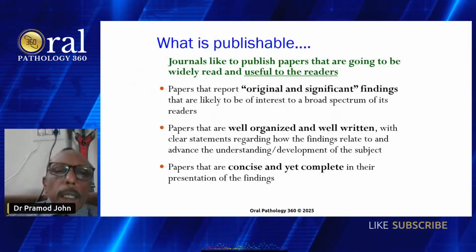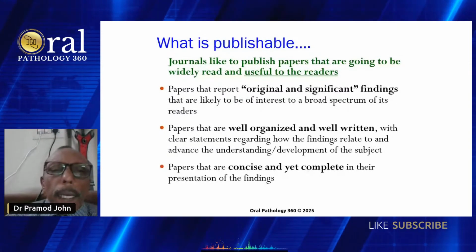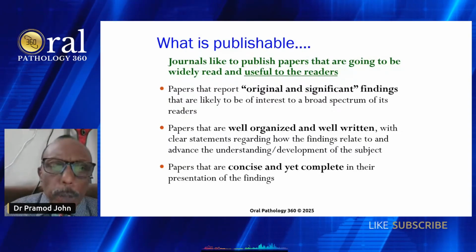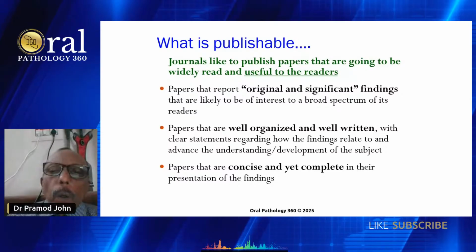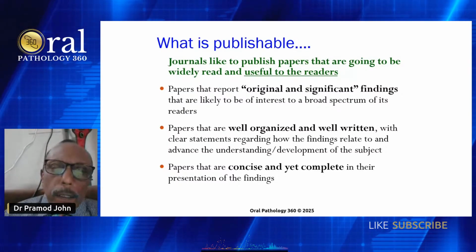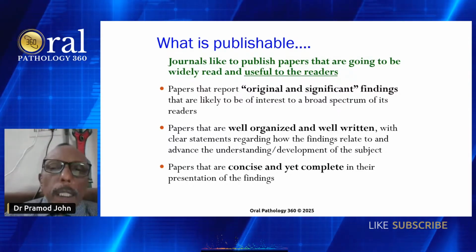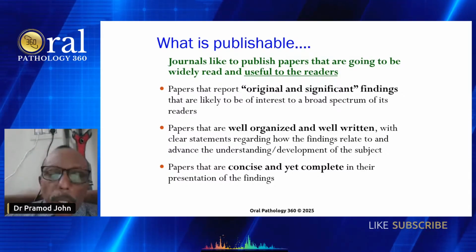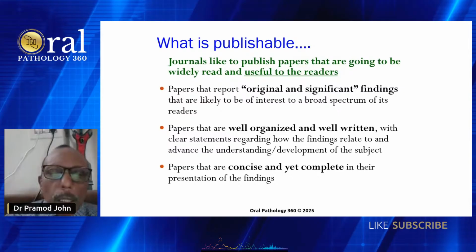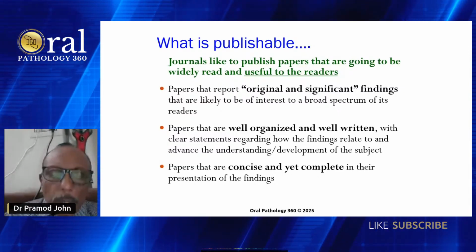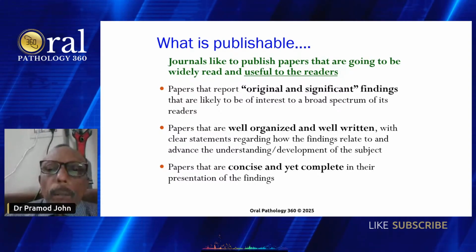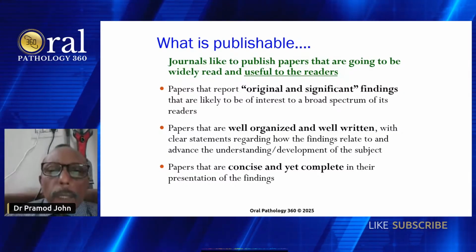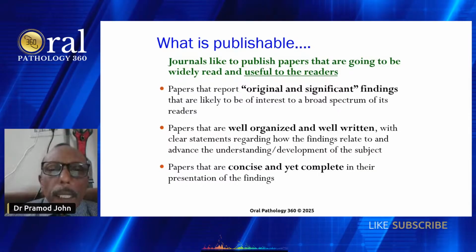So, what is publishable? Journals like to publish papers that are going to be widely read and useful to the readers. That is most important. It should be original, and significant findings should be observed in your study. Next, it should be a well organized and well written paper. There should not be grammatical or spelling errors. It should be concise, and at the same time, complete in all respects. Such papers are acceptable to an editor of any journal for that matter.